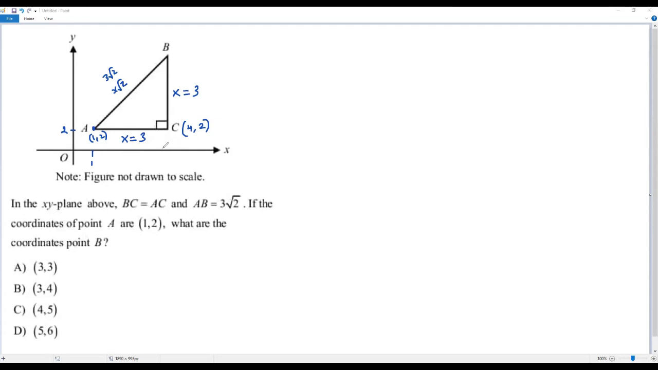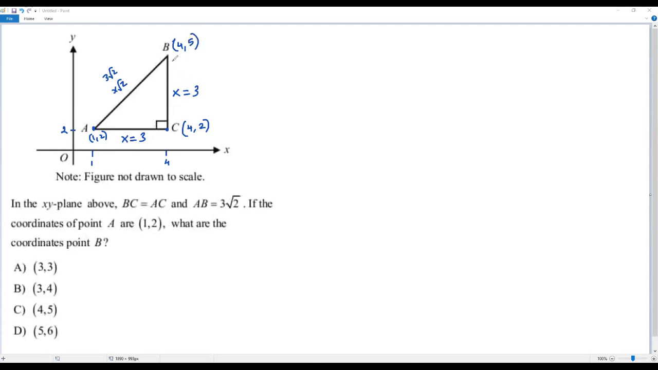Here, the x-coordinate at point C is 4. Then the value we have on the x-axis corresponding to this point C is 4. So the same 4 we have as the x-coordinate at point B. Now to get the y-coordinate at point B, we have to add this length 3 to the y-coordinate of the point C. So 3 plus 2 is 5. So 5 is the y-coordinate at point B.